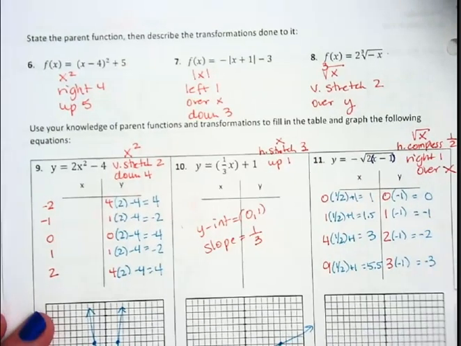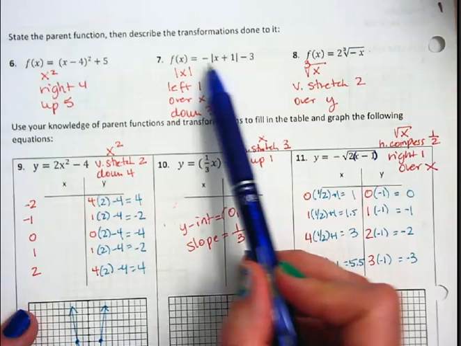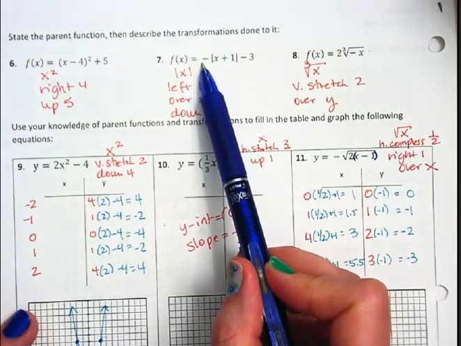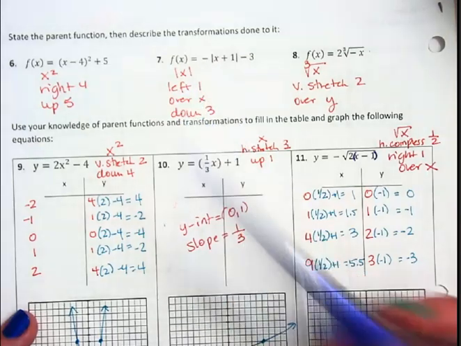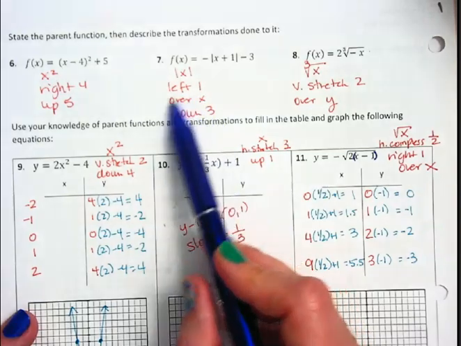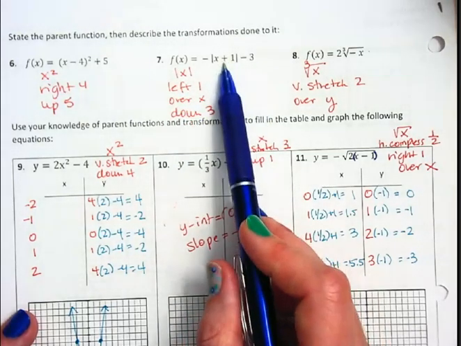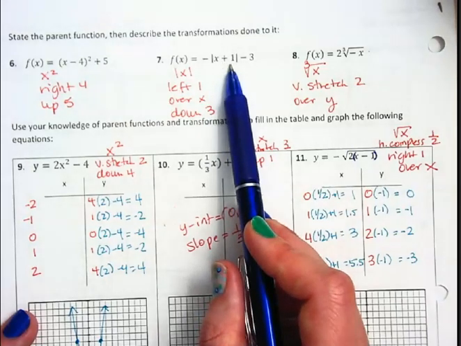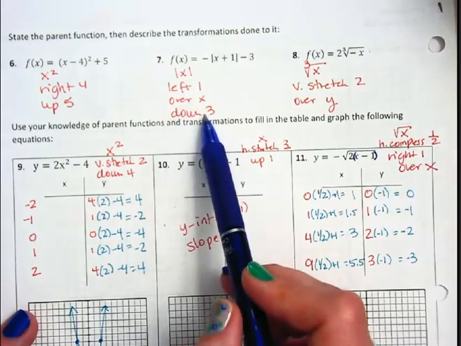So here are my answers to 7 and 8. This was a parent function of absolute value. A negative outside the absolute value means your y values are changing sign from positive to negative and negative to positive. That's going to reflect your graph over the x-axis. Then inside, the +1 is going to make your graph go left 1, and then -3 on the outside is going to make your graph go down 3.